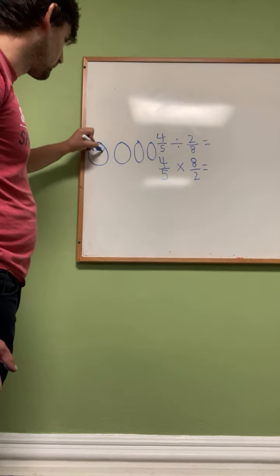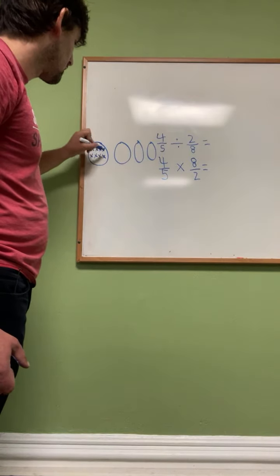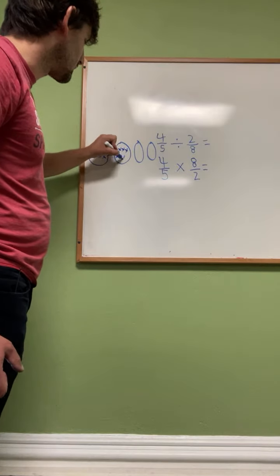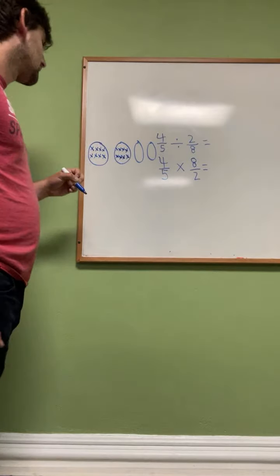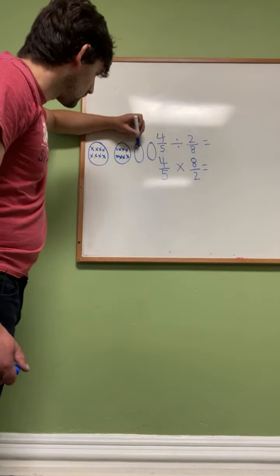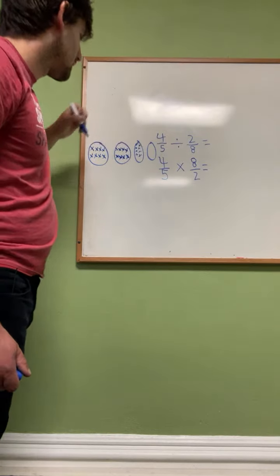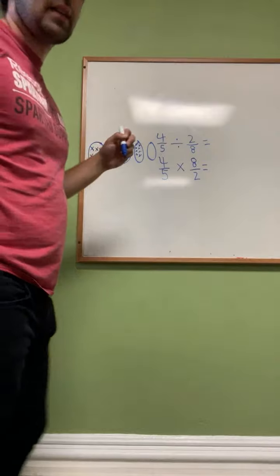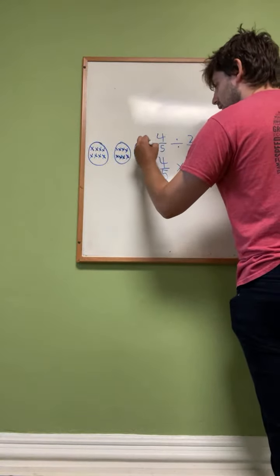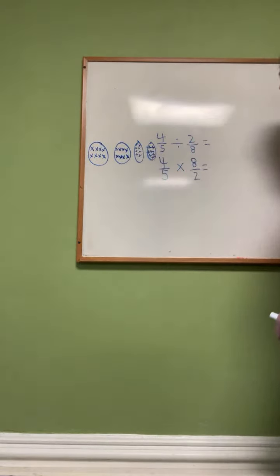1, 2, 3, 4, 5, 6, 7, 8. 1, 2, 3, 4, 5, 6, 7, 8. 1, 2, 3, 4, 5, 6, 7, 8. Now I'm going to come over to this side. 1, 2, 3, 4, 5, 6, 7, 8.